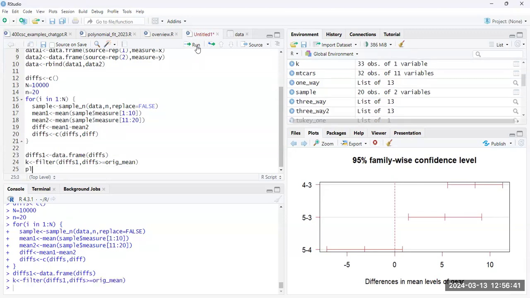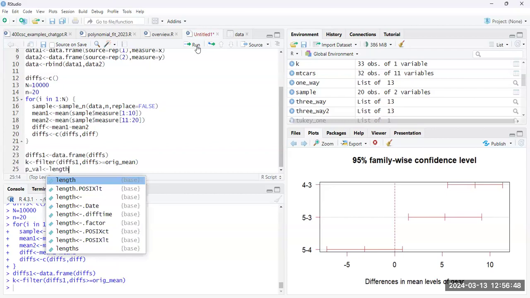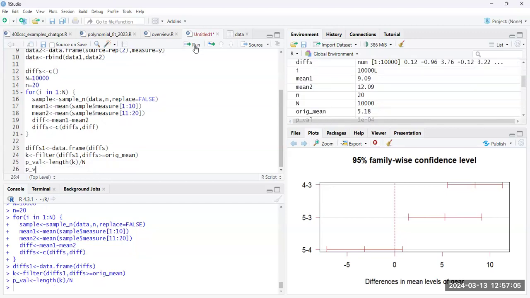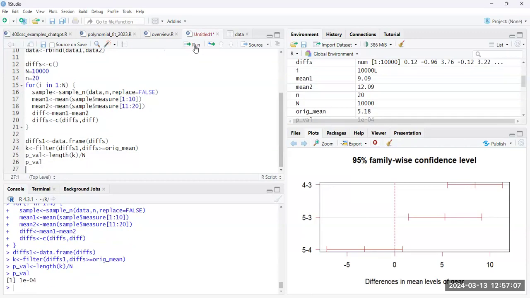And then our p-value for the permutation test is essentially going to be the length of this set of values where the differences are bigger than our original mean, divided by the total number of samples that we took, the total number of simulations. And then we can print out the p-value. And here the p-value is 1 times 10 to the negative 4.